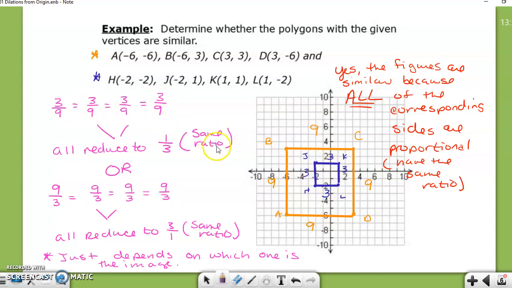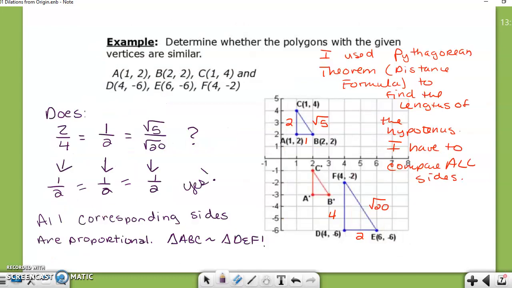I have to either go from the little over the big, little over big, little over big, little over big, which all reduce to the same ratio of 1/3, or I have to go from big to little, big to little, big to little, big to little, which all reduce to 3/1, which is the same ratio. Just depends on which one is the image. But again, they're all in the same ratio, so yes, the figures are similar because all of the corresponding sides are proportional.